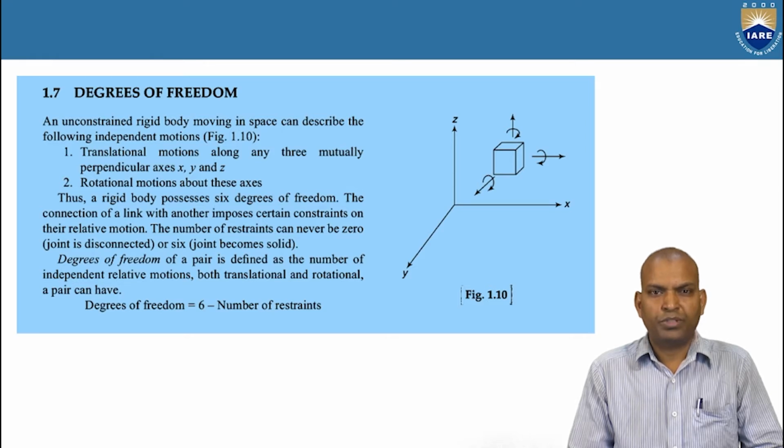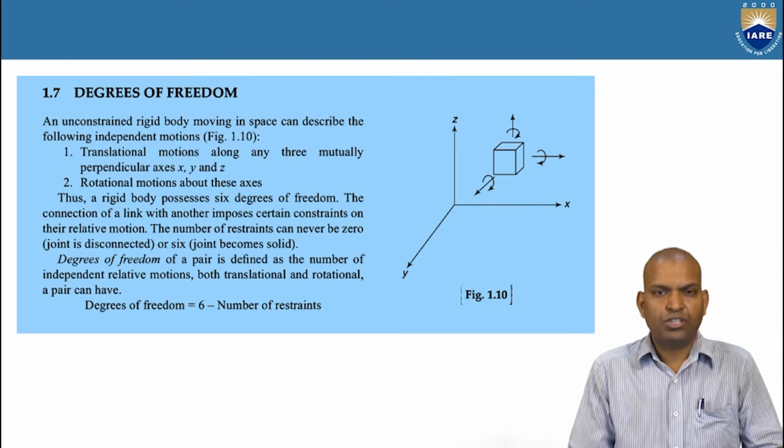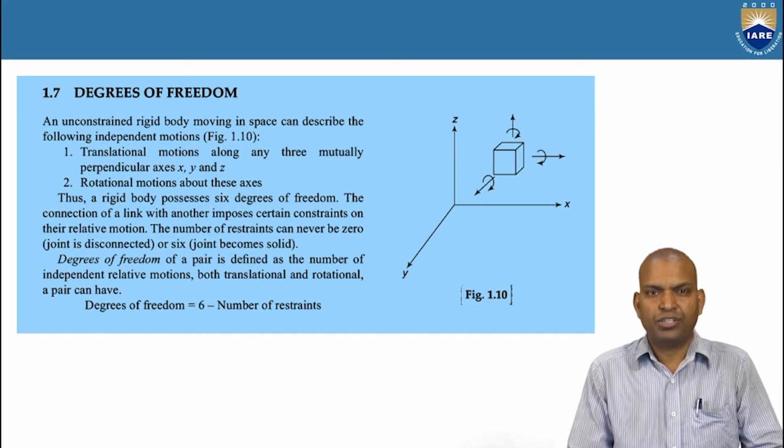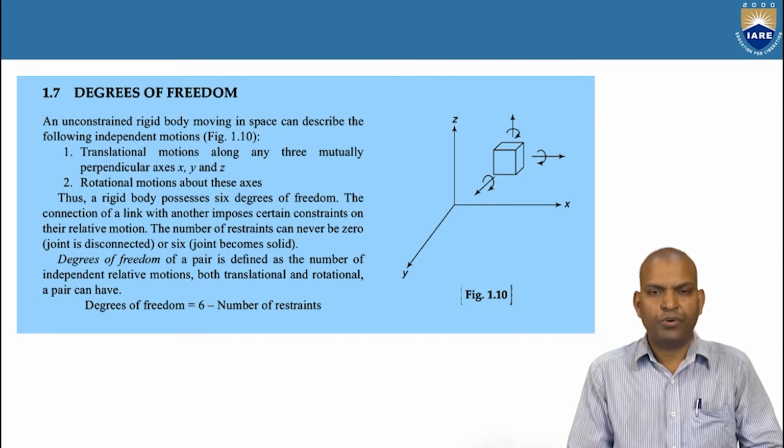Here, there are two important terms: the number of independent coordinates and the complete configuration of the system. If we understand these two terms, we can define and understand easily the degrees of freedom of any body, whether it is in space or in a plane. Here, we are going to discuss when the body is in space.